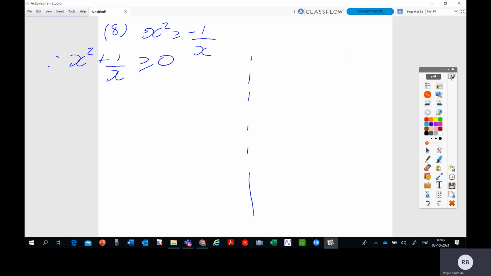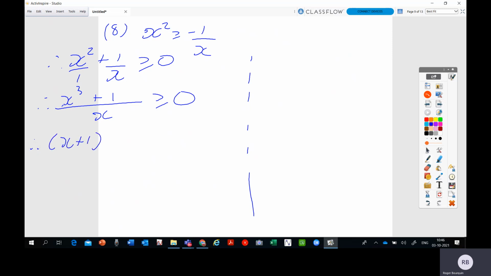Now you want a common denominator. That was over 1. So your common denominator is going to be x. I times the bottom by x and must times the top by x. So you get x cubed plus 1 is bigger than or equal to 0. Now, if you remember how to factorize perfect cubes, you're going to get x plus 1.